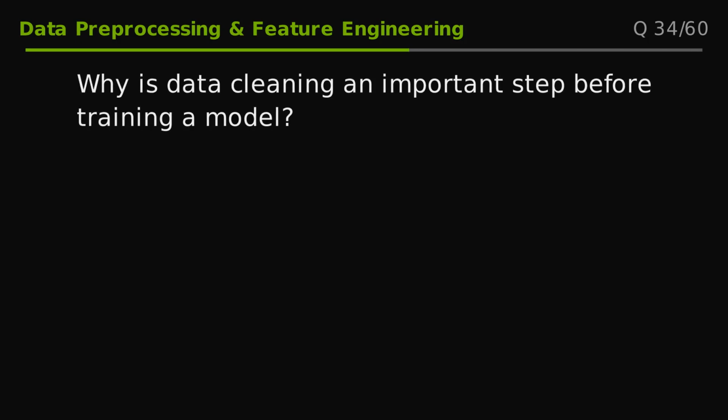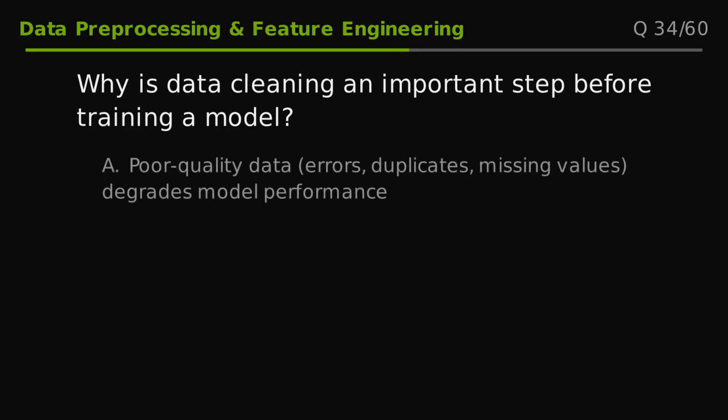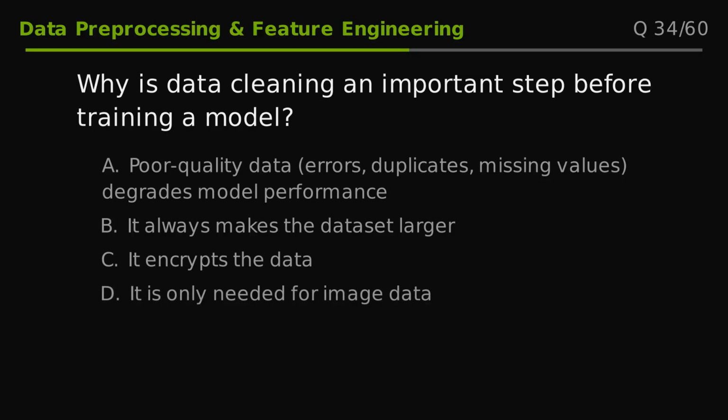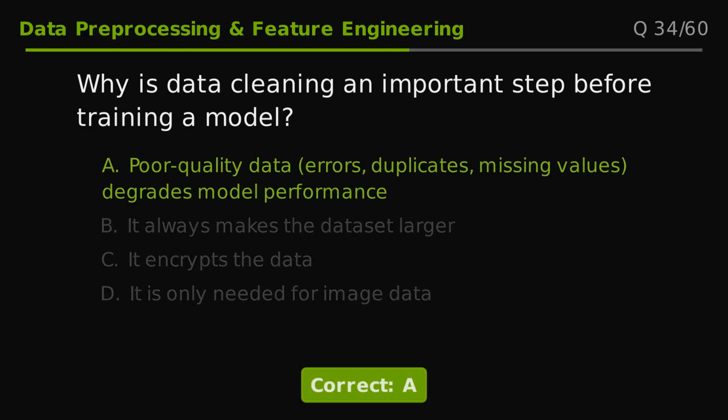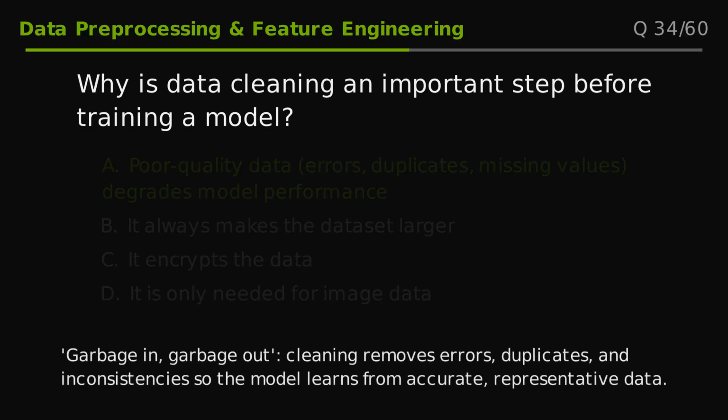Next section, data preprocessing and feature engineering. Question 34. Why is data cleaning an important step before training a model? Option A. Poor quality data, errors, duplicates, missing values, degrades model performance. Option B. It always makes the dataset larger. Option C. It encrypts the data. Option D. It is only needed for image data. The correct answer is A. Garbage in, garbage out. Cleaning removes errors, duplicates, and inconsistencies so the model learns from accurate, representative data.